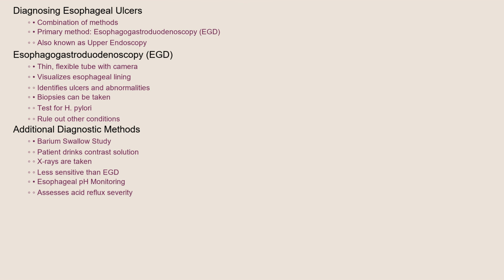Diagnosing esophageal ulcers typically involves a combination of methods. The most common and accurate test is an esophagogastroduodenoscopy, or EGD, also known as an upper endoscopy. This procedure involves inserting a thin, flexible tube with a camera attached down the esophagus, allowing the doctor to directly visualize the esophageal lining and identify any ulcers or abnormalities. During the endoscopy, biopsies can be taken to test for H. pylori infection or to rule out other conditions like cancer. A barium swallow study, where the patient drinks a contrast solution and X-rays are taken, can also be used, though it's less sensitive than endoscopy. In some cases, esophageal pH monitoring can be performed to assess the severity of acid reflux.